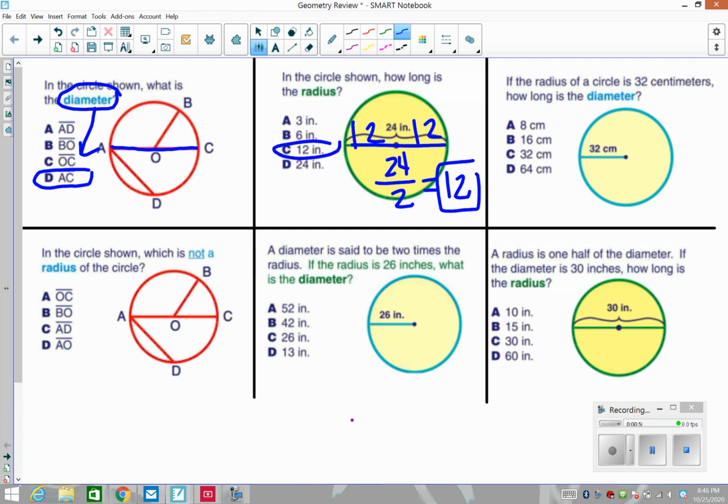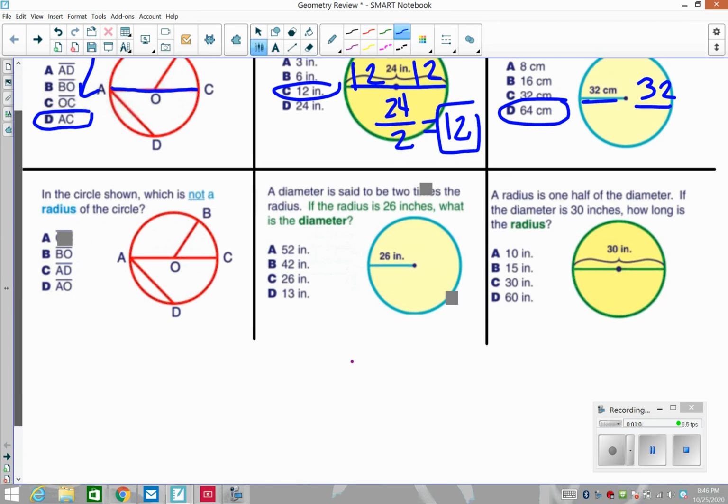If the radius of the circle is 32, how long is the diameter? Well, then it's 32 plus 32, which would be 64. So this first learning target, we're just talking language or vocabulary.